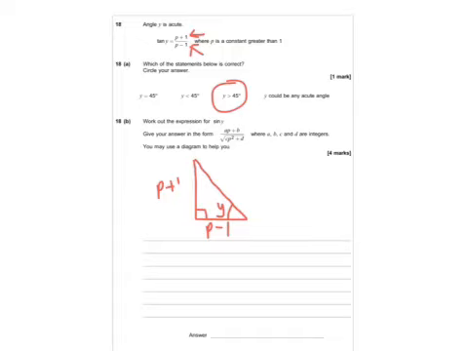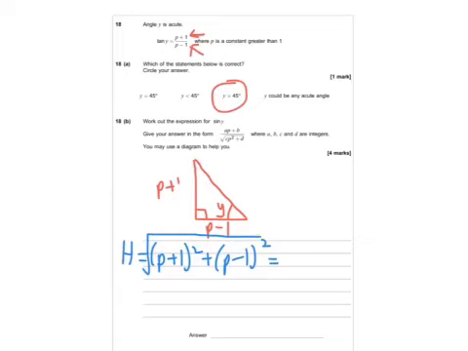Now sine is opposite over hypotenuse, which means I've got to work out the hypotenuse. And I'm going to do that by using Pythagoras. So I'm going to get (p plus 1) squared plus (p minus 1) squared. And that, when I multiply it all out, should be h, the hypotenuse, equals that. And it's got to be square rooted.